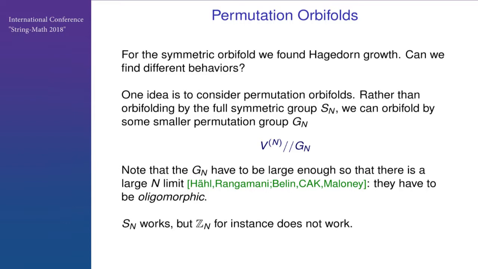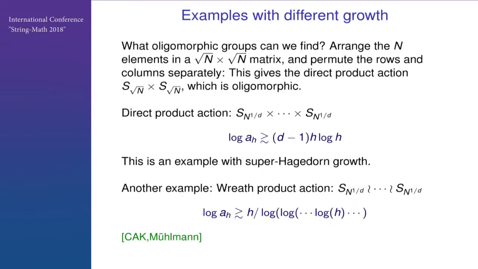However, if you pick a very small subgroup of Sn, say for instance just a cyclic group Zn, then what you find is that this no longer works, because already at level 2 you will have a diverging number of light states. So there is a certain constraint. We need to find a family of permutation groups which is large enough so that we have a well-defined large n limit. Now the question is, can we do that? And presumably there should be a vast number of such oligomorphic families of permutation groups out there.